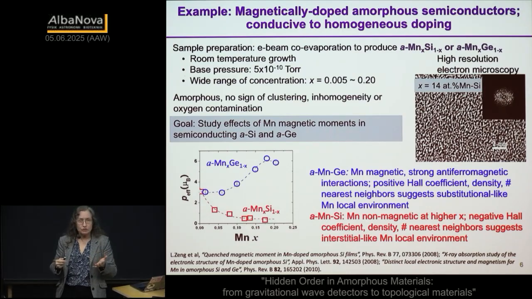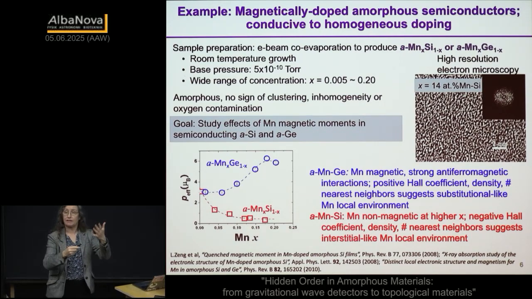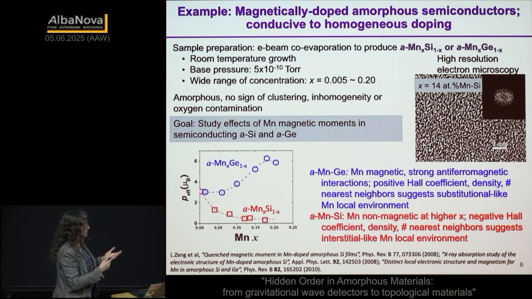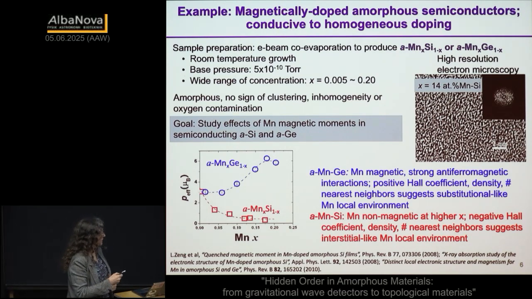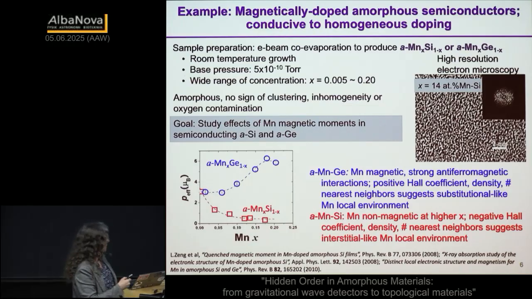So even though germanium and silicon are both column 4, and they both like to have that kind of bonding, when you put manganese in them, they behave completely differently. And that carries over into everything. In germanium, the manganese ends up looking magnetic. It's strongly anti-ferromagnetic interactions, so it's actually a spin glass.